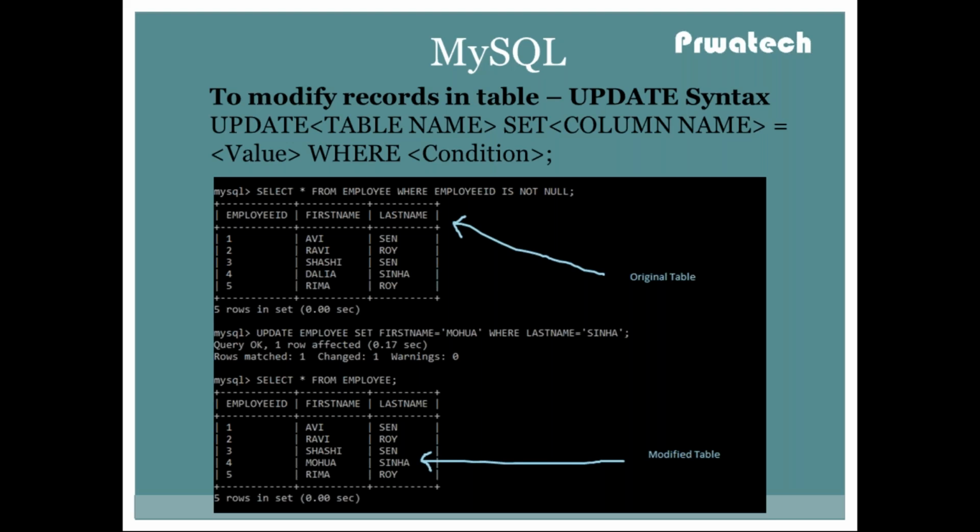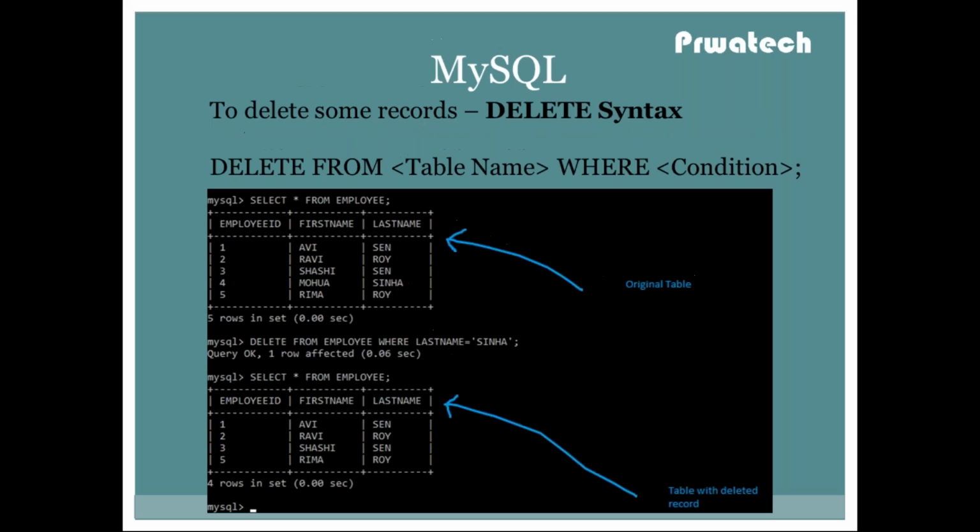Now we will move on to our next syntax. Suppose we need to delete some records, we use the keyword DELETE in MySQL. The syntax is DELETE FROM, then table name, and put the WHERE condition followed by a semicolon. So here again we have shown this entire table. Now the syntax is DELETE FROM employee WHERE last name is equal to Sinha.